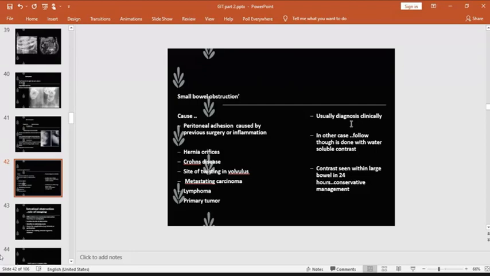Small bowel obstruction is usually diagnosed clinically. In other cases, a study can be done with water-soluble contrast material, and contrast should be seen within the small bowel in 24 hours. If there is delayed visualization of the small bowel more than 24 hours, that means the patient may need surgery.